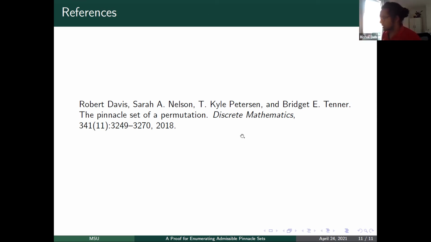Can you also do a left canonical permutation for a pinnacle set? Yes, you can. And in fact, that's the easiest sort of permutation to generate. If you gave me a pinnacle set, it's most likely to work out if you start from the left. And that's what Davis, Nelson, Peterson, and Tenner did in their paper. But unfortunately, if you construct them from the left, it's not so clear how to relate those to subsets. So that's why we had to do it from the right.